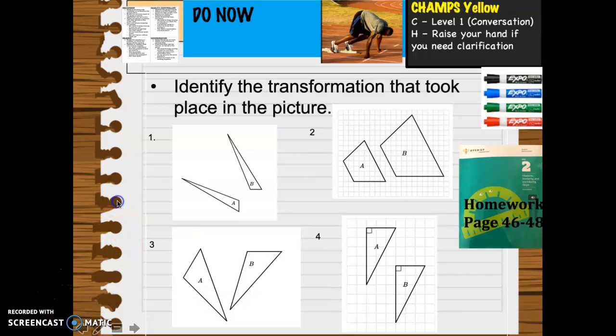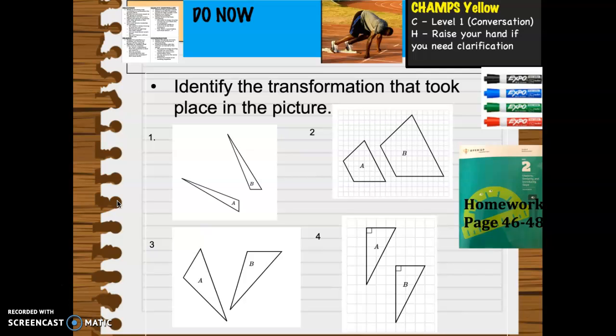Hey class, this is a quick overview of similarities. This is in regards to lesson 6. This will also show up in 7, but most of this video is from lesson 6. First thing I had you guys do was to identify the different transformations that take place. And we're talking about translation, rotation, reflection, and dilation.